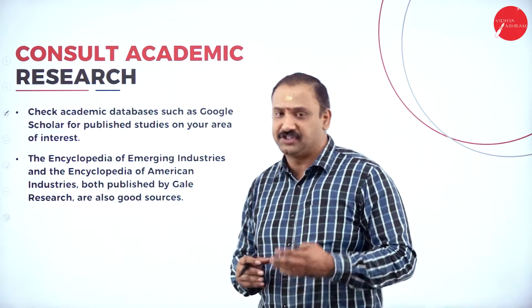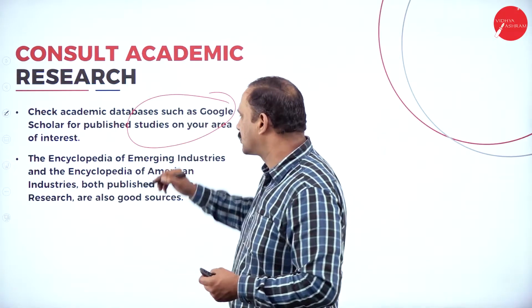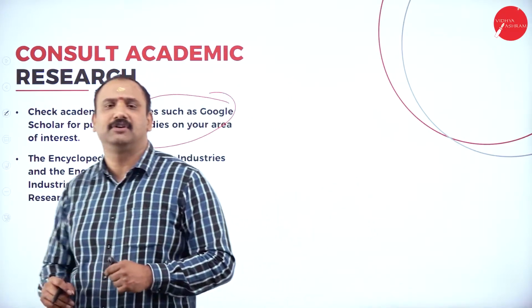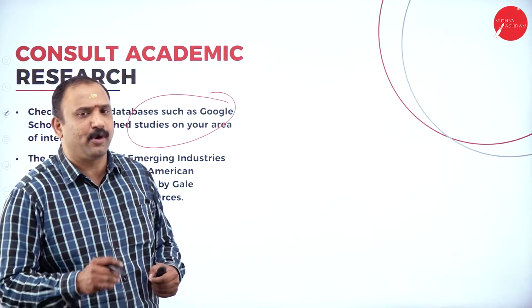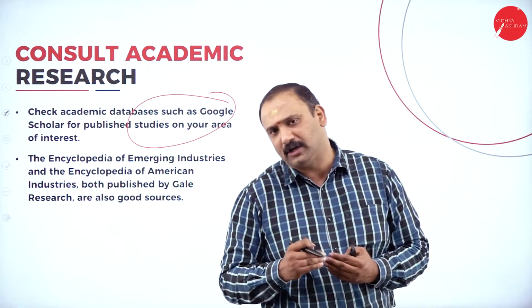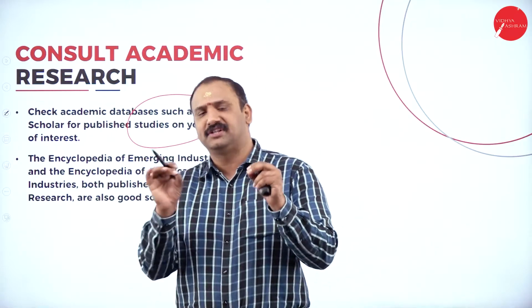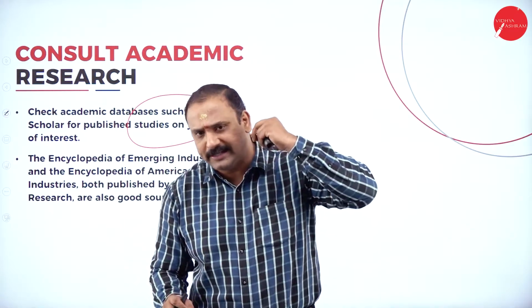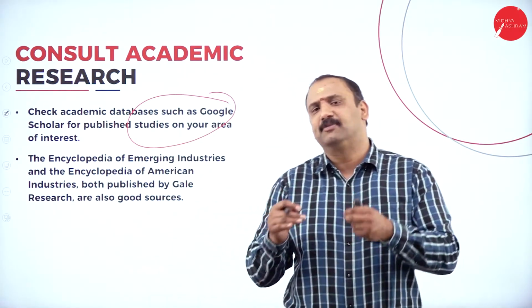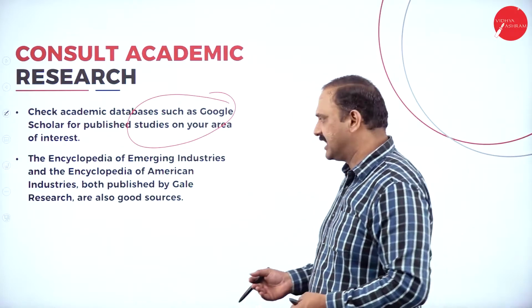Consult academic research, which is very, very important. Why? Because when you check academic databases such as Google Scholar for published studies and research in your area of interest, that's also very important for all of us to understand at this juncture. When you consult academic scholar-based research like Google Scholar, you will get a complete insight into how the research has been carried out. If somebody has already written a report, has already taken certain parameters, has already done some qualitative or quantitative research in that area, probably you can look into that segment altogether.